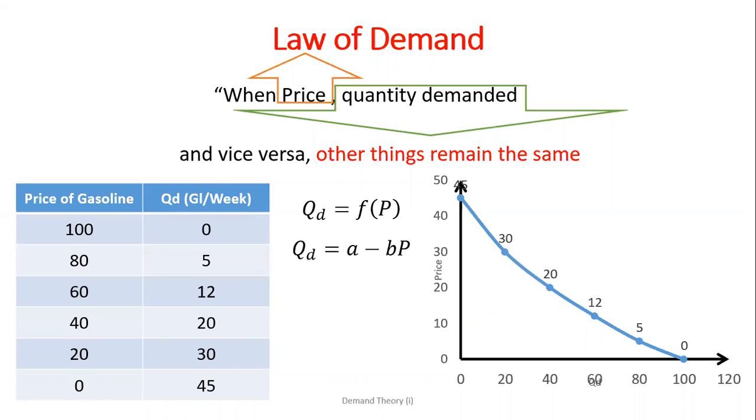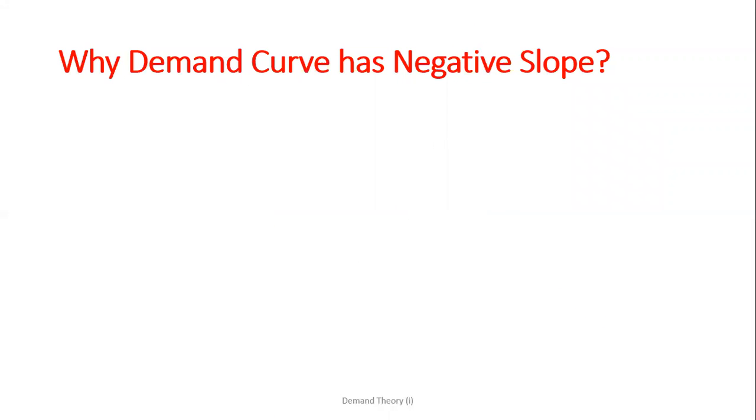Representing quantity demanded on x-axis and price on y-axis, joining these points, we have a downward sloping or a left to right falling curve, which is called demand curve. Each point on the demand curve shows the quantity that consumer will demand at given price. Now the question is why demand curve has negative slope or why the demand curve falls from left to right.